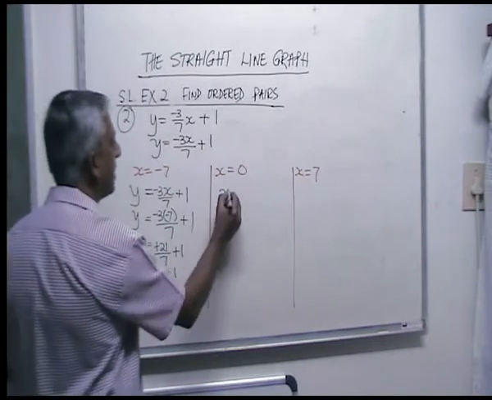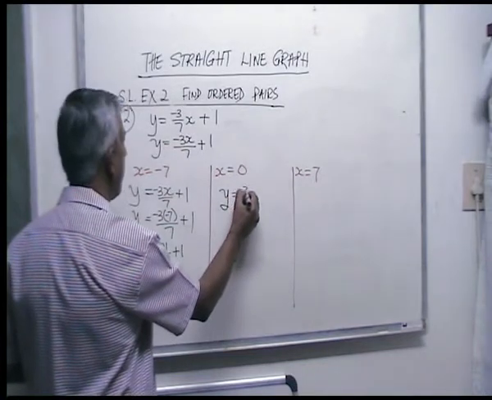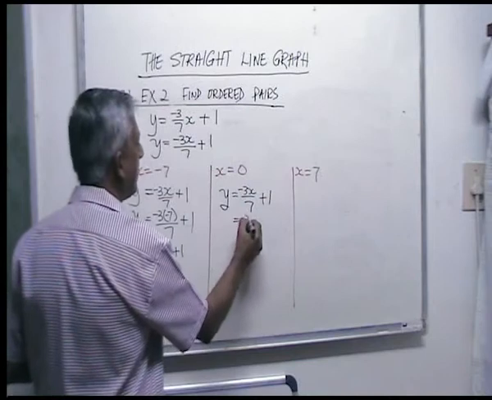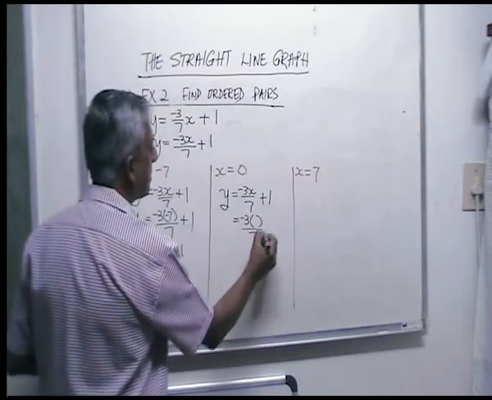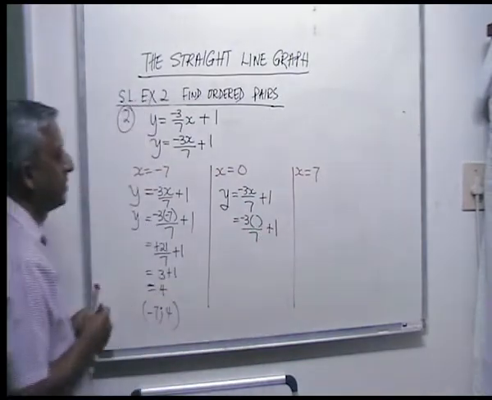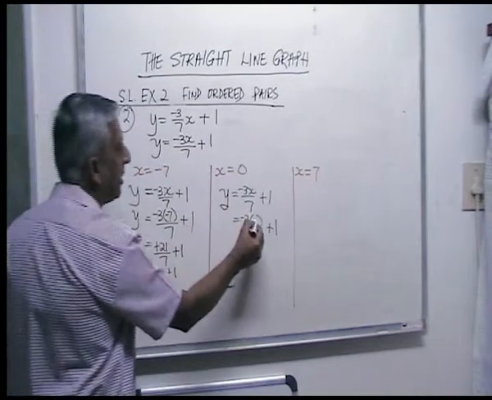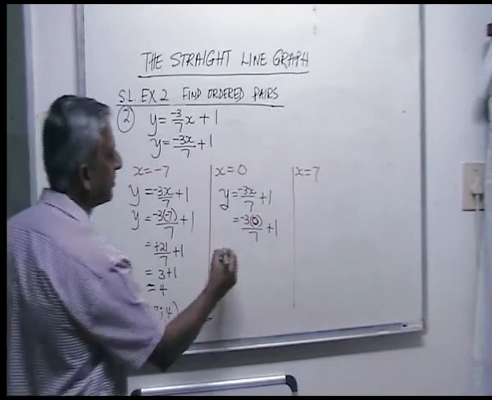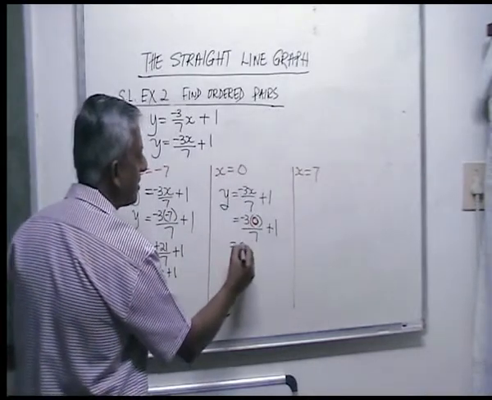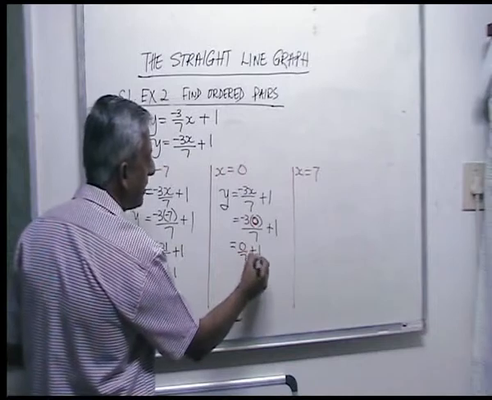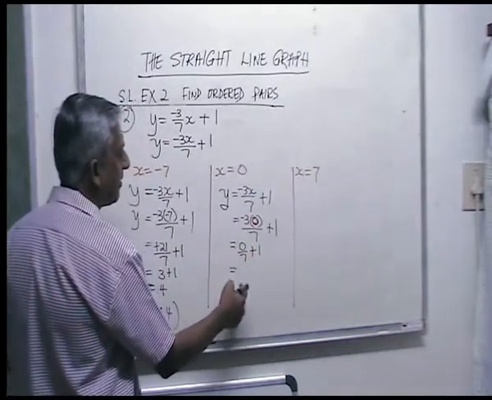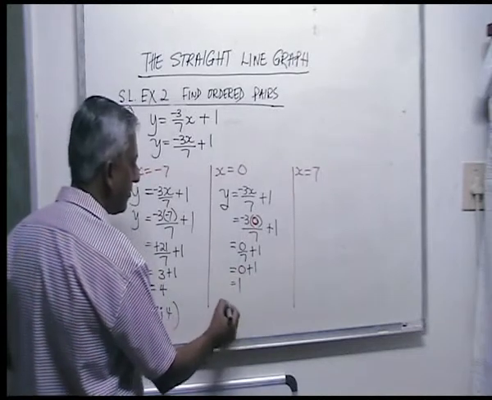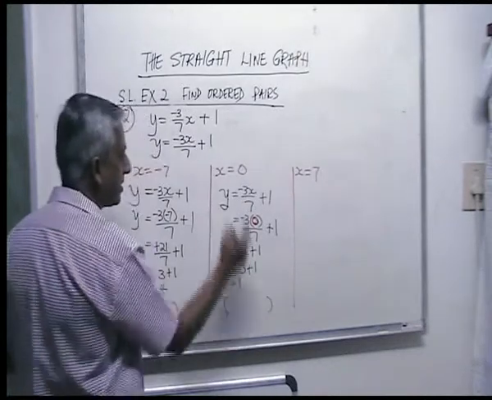Now let's move on to the second example. Y is equal to minus 3x over 7 plus 1. Minus 3 times some number over 7 plus 1. Now, in the second step here, the number we're putting in is 0. So there's 0. Minus 3 times 0 is 0. 0 over 7 plus 1. 0 divided by 7 is 0. 0 plus 1 is 1. Final answer. X is 0.